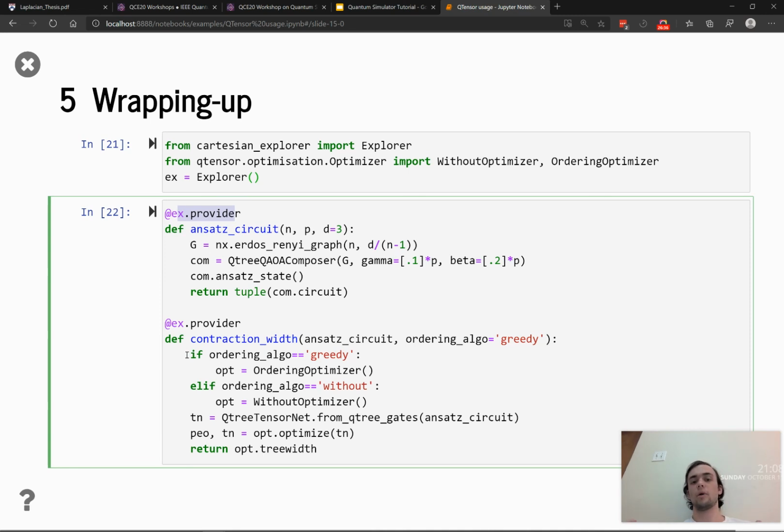And let's say we're interested in how complicated our tensor expression is. We use some ordering optimizer, or we can use another optimizer, which is called without optimizer. Without optimizer is special. It doesn't do any simplifications. It just contracts indices in the order that they were created. And you can get the tree width by accessing optimizer.treewidth.